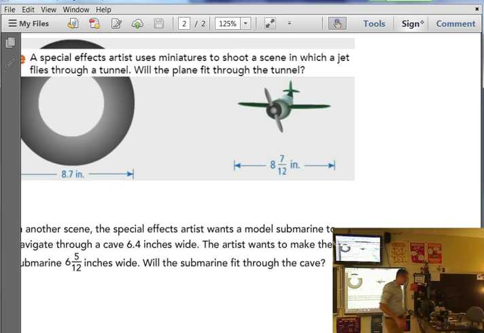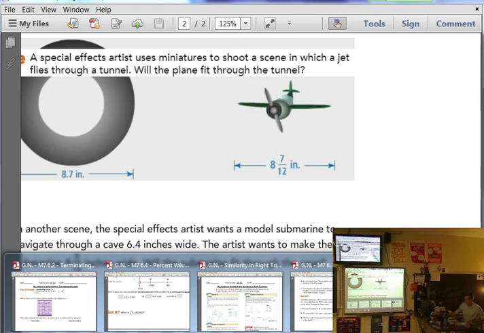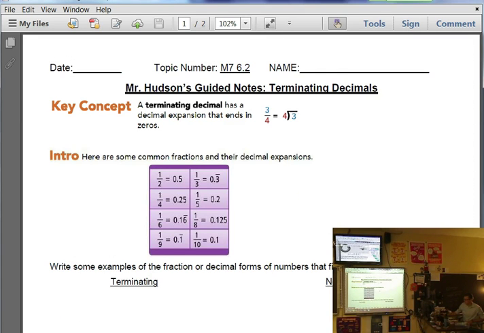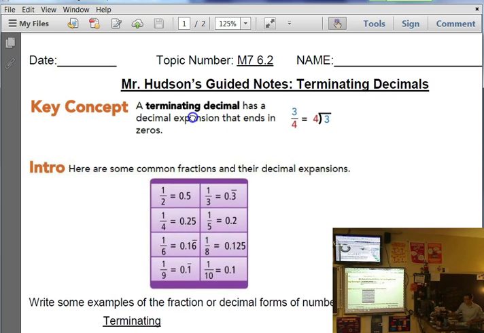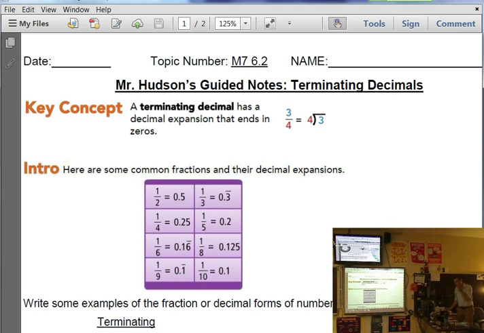All right. Now, terminating decimals tend to be easier. So I do not sit up at night thinking of ways that I can make your life harder. I really think of ways that I can make your life easier. Oh, you're welcome. I try.